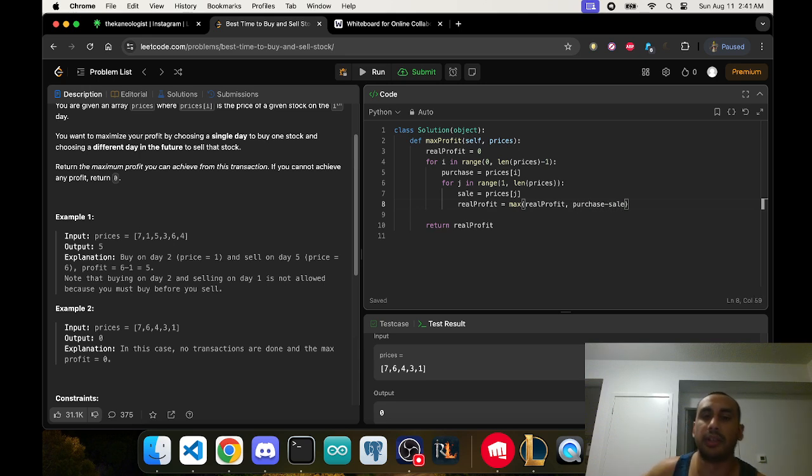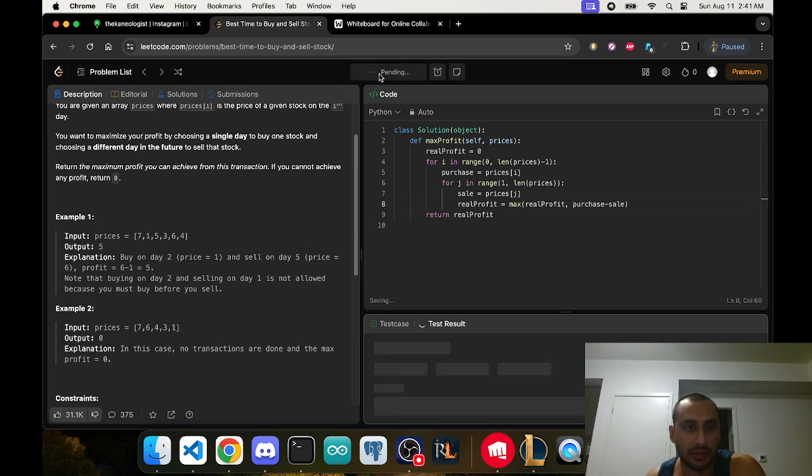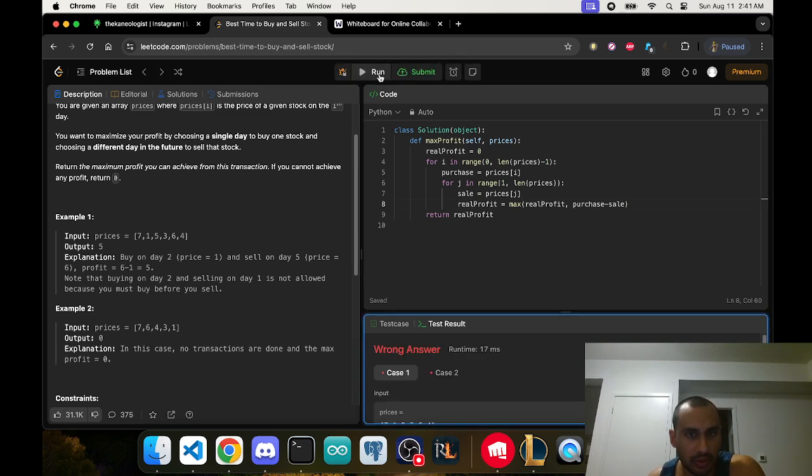Purchase minus sale. So basically I get my purchase, and then it's going to keep looking at every item after it. If that subtraction is greater than what's already in real profit, then you get the max. And then we return that at the end. So let's run it. It's a fancy way of doing a double for loop.